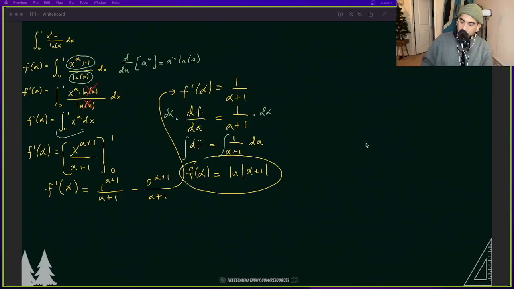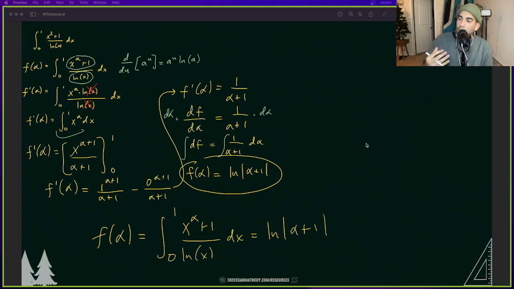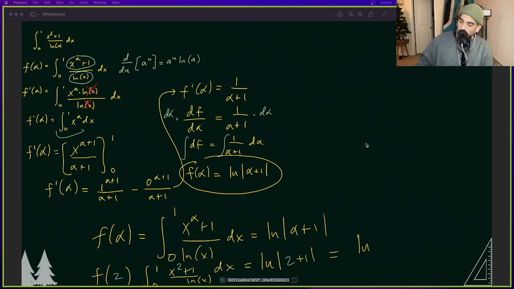Now, don't forget that this is our answer, f of alpha, which we had made equal to the integral of 0 to 1, x to the power of alpha plus 1 over natural log x dx. And we know that this is going to be equal to the natural log of alpha plus 1. Let's look at the original function. The original function gave us that alpha was equal to 2. So now we just plug in the value of alpha at the very end. And that tells us that this original integral that we were trying to solve is equal to the natural log of 3. Pretty neat, huh?